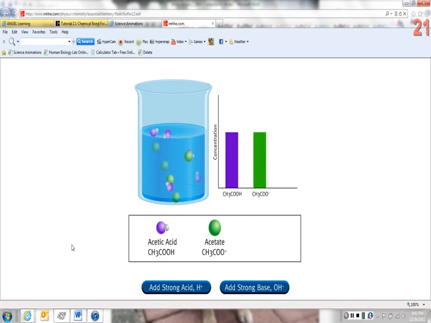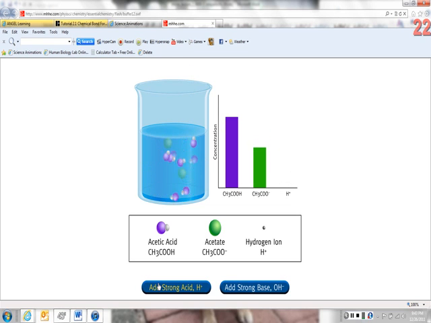A buffer solution has the ability to resist changes in pH upon the addition of small amounts of either acid or base. Choose to add a strong acid or a strong base to the buffer by clicking one of the buttons. Only hydrogen ions, H+, from the hydrochloric acid are shown entering the solution. Chloride is not shown because it is a spectator ion. It does not participate in the reaction.